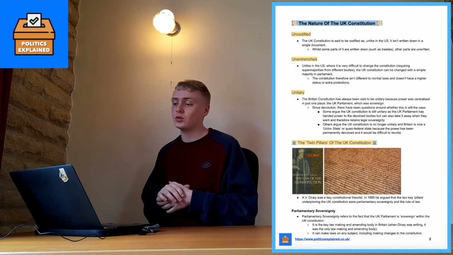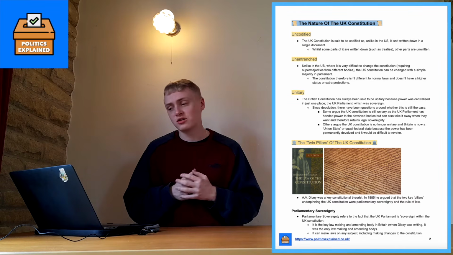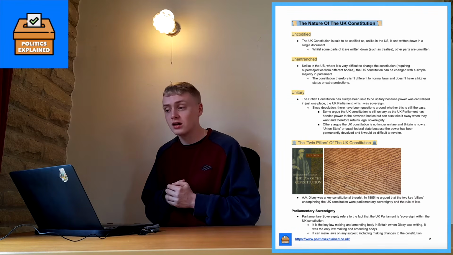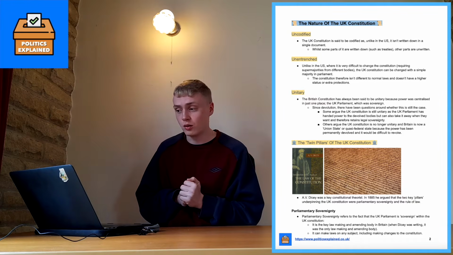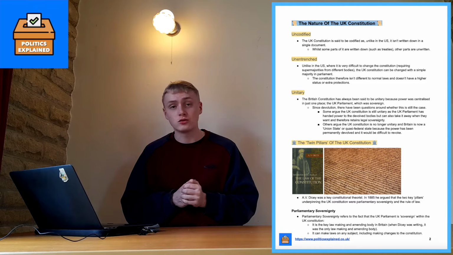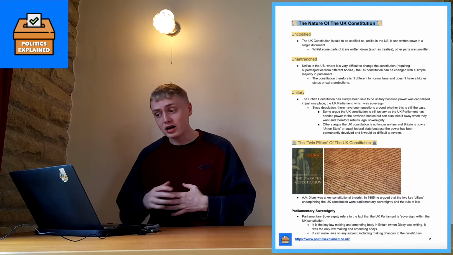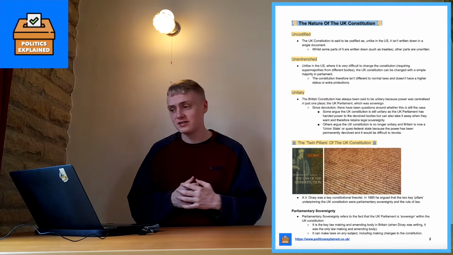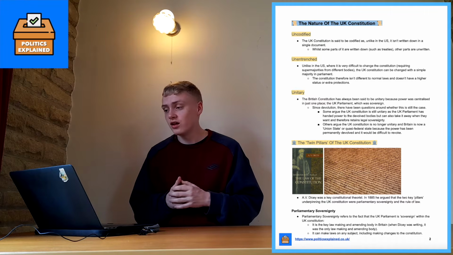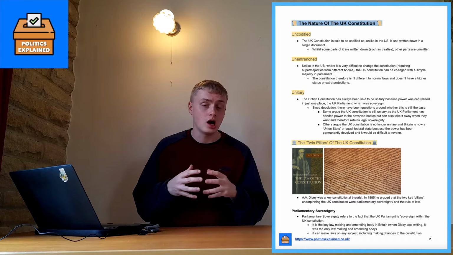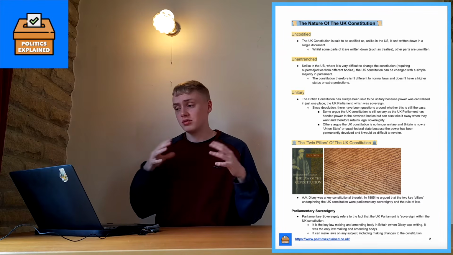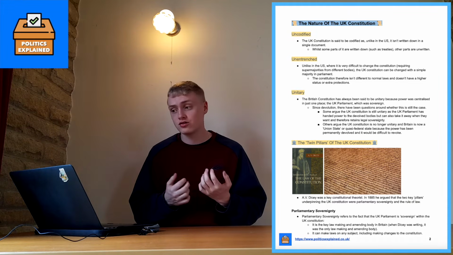Another key way to understand the UK Constitution is that it's unitary. The British Constitution has always been said to be unitary because power was centralised in just one place, UK Parliament, which was sovereign. However, in recent decades, especially since devolution, there have been questions around whether the UK Constitution and the UK state and political structure can still be said to be unitary.